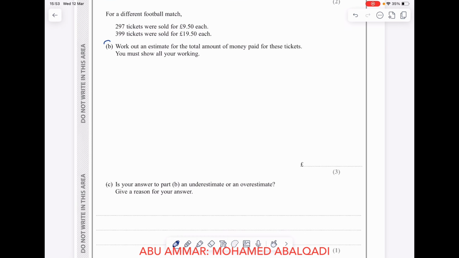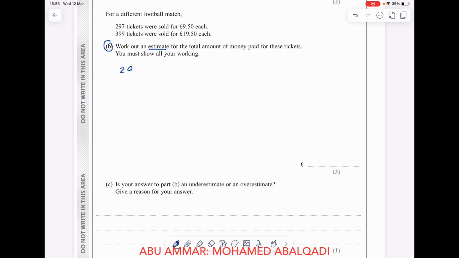Our next question is question 11b, and question 11b says for a different football match, 297 tickets were sold for £9.50 each. 399 tickets were sold for £19.50 each. Work out an estimate for the total amount of money paid for these tickets. So in order to estimate the total amount of money paid for the tickets, we are going to round up these numbers to one significant figure.